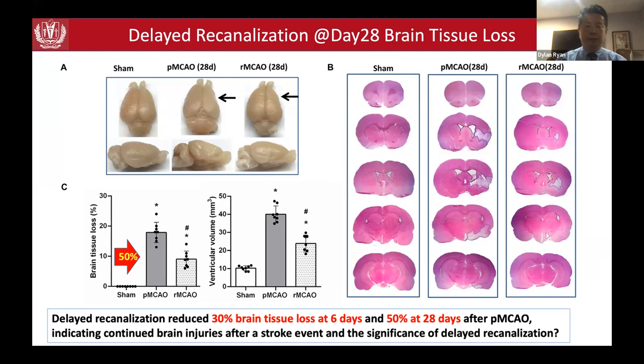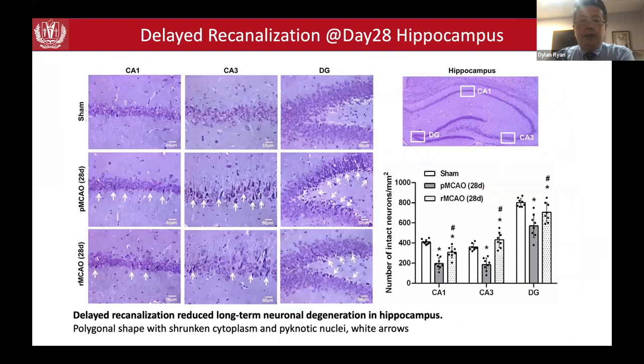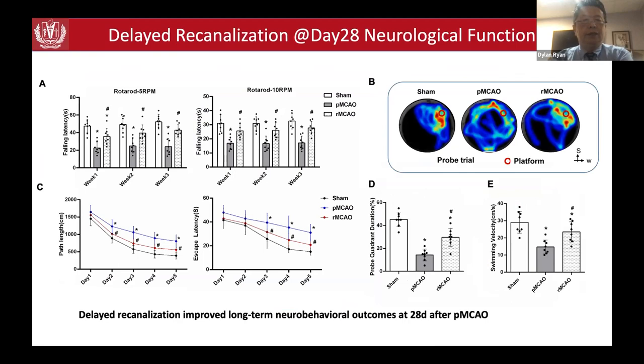So let's see, this is the cell counting again in hippocampus. We see the cell death number decreased. And this is water maze for cognitive memory functions, improved, the rotarod for motor balance, sensory functions all improved by reopening the vessel. Again, we didn't do anything. We just reopened the vessel.